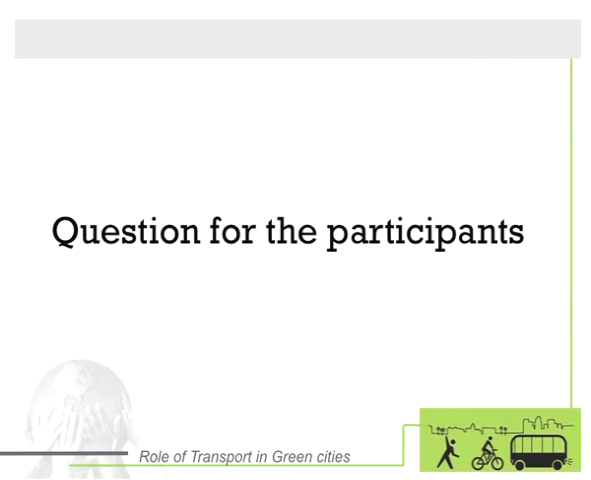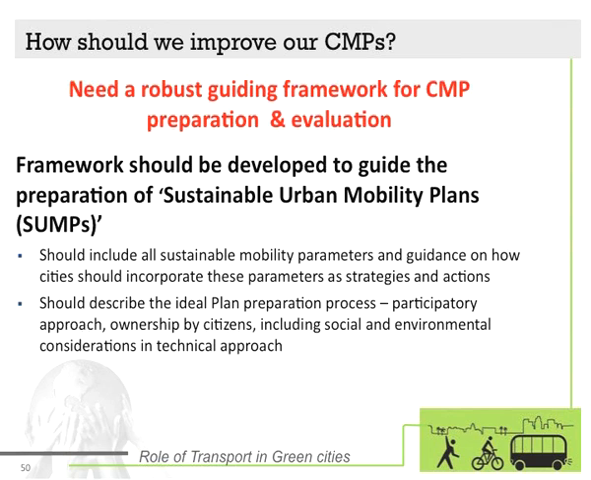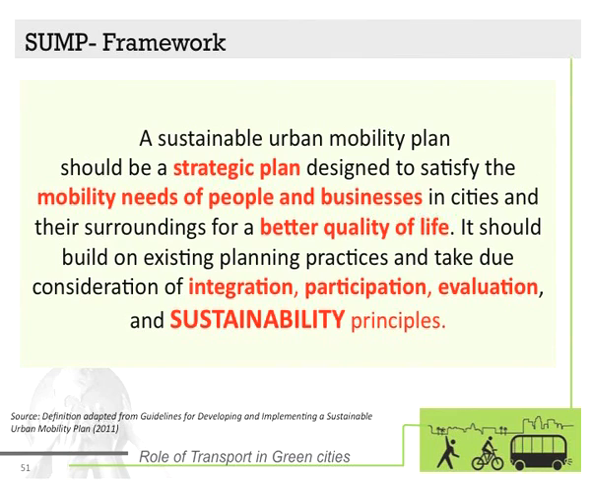So how should we improve our mobility plans? We need a very robust guidance framework for CMP preparation, and I would call it a framework for a sustainable urban mobility plan that includes all these mobility parameters and follows a very ideal plan preparation process that is participatory, which has ownership by citizens. It includes social and environmental considerations and technical approach. And it should be a strategic plan that is designed to satisfy the mobility needs of people and businesses in cities and their surroundings for a better quality of life. And it builds on the existing planning practices and takes due consideration of integration, participation, evaluation, and sustainability principles.